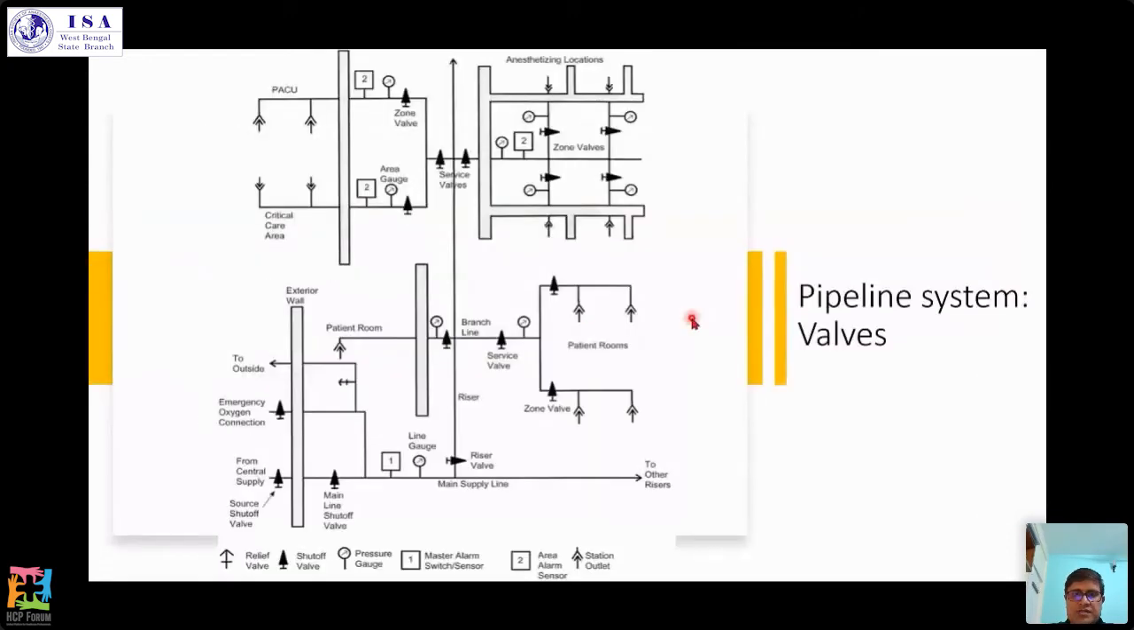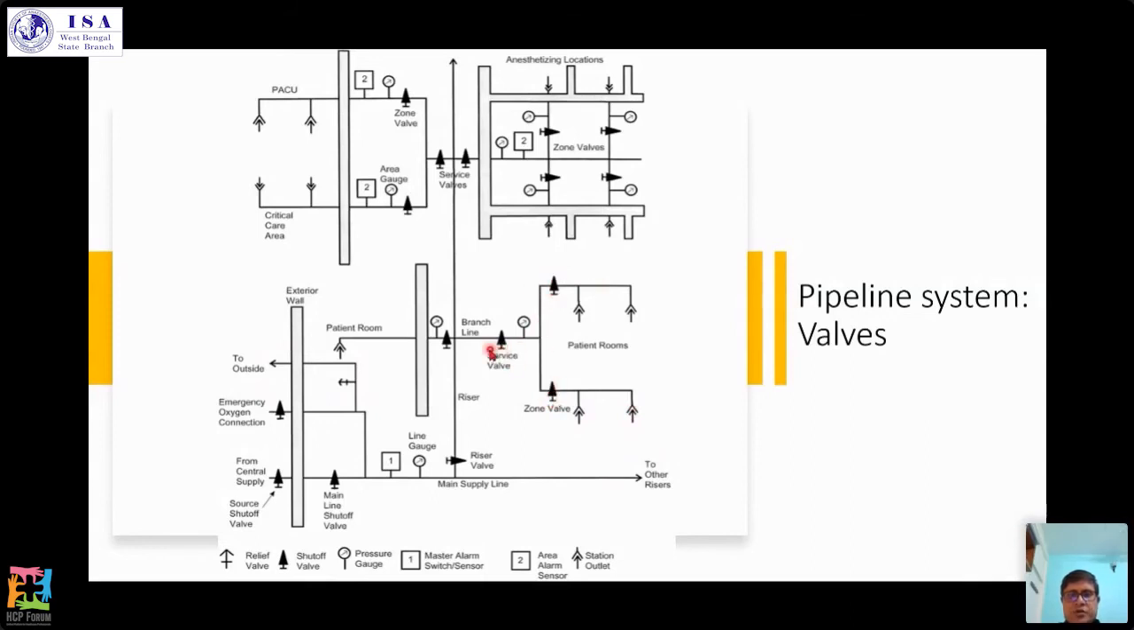To see how this works, this is a complete system, and this is a riser column giving us branches going into patient's rooms, and this is into anesthesia locations. So we have mainline shutoff valves outside and inside. We have an emergency outside connection. And we have a vent going to the outside, which is connected to a relief valve. So if the pressure rises, we've got one relief valve venting outside. In all other places, these are the outlets.